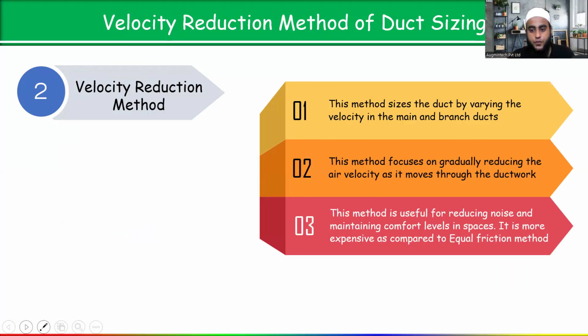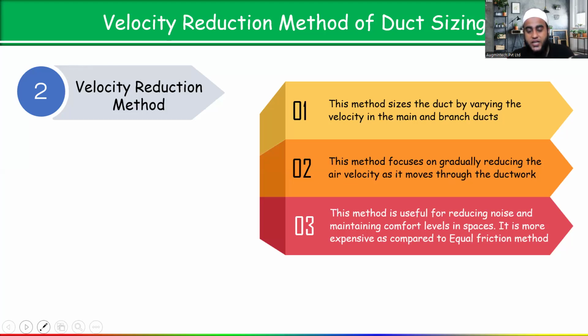So where do we use it? Where noise is a concern, if you want to reduce the noise. For that application, generally we use it. It is more expensive compared to the equal friction method, because here the duct size for the same CFM is larger. In the equal friction method, for 1200 CFM air, how much duct size did we get? 450 by 300 mm. With the velocity reduction method, the size may increase. That is why the velocity reduction method of duct sizing is more expensive than the equal friction method.